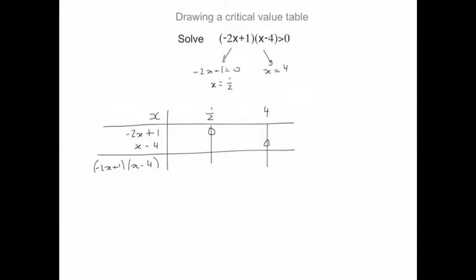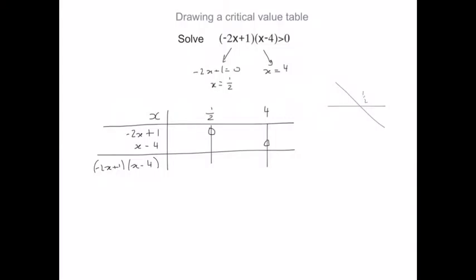We now need to look at the sign of these two factors when x is less than 1/2, or when x is in between 1/2 and 4, or when x is greater than 4. If you look at the first one, this is the equation of a line with gradient -2, so your line is going down. If your line is going down and is 0 at 1/2, you can quickly sketch a graph like this. Here is your line, here is 1/2.